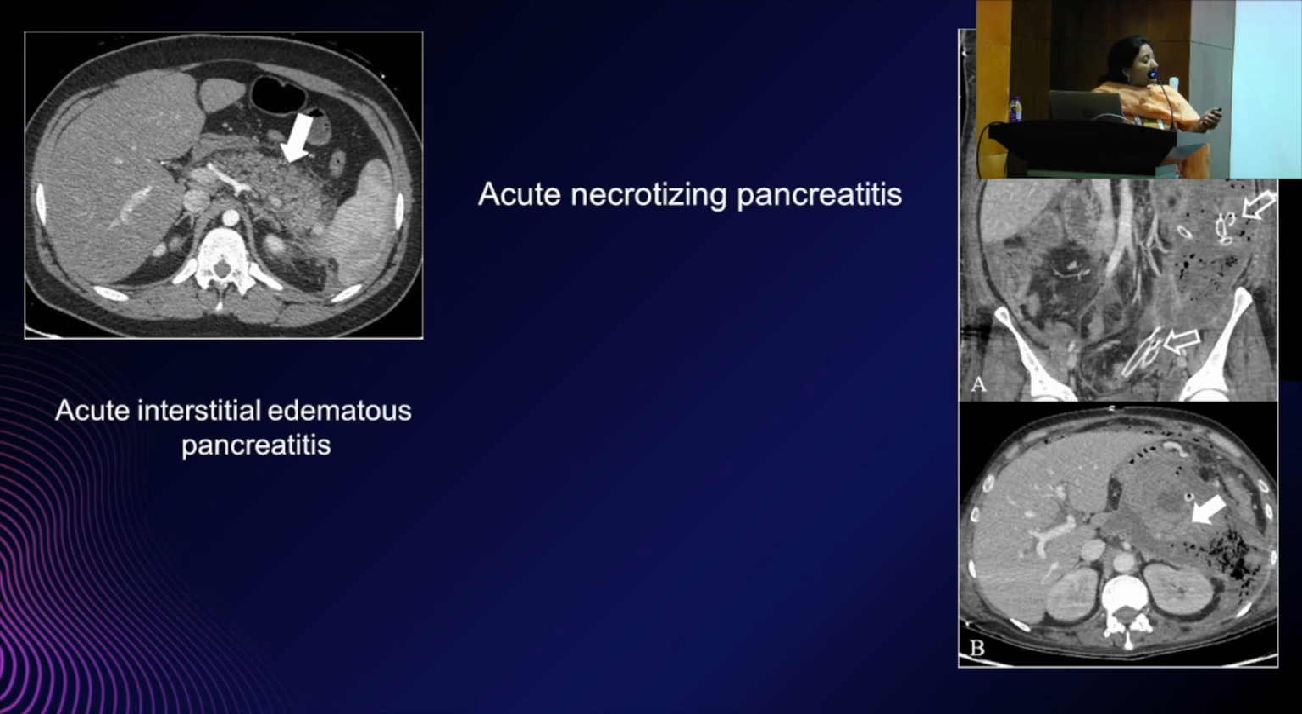So this is just the image. This is acute interstitial pancreatitis, where you can see there is a lot of fat stranding and edema. These are the later ones. You can see spots of necrosis here, and this patient has infected collections because you can see some air pockets on the CT.